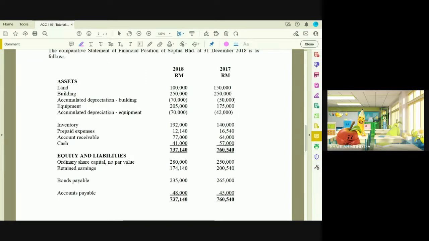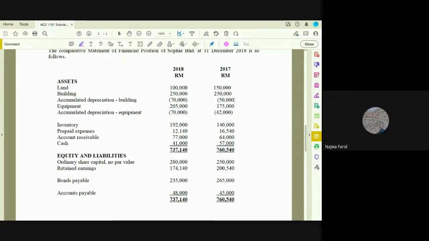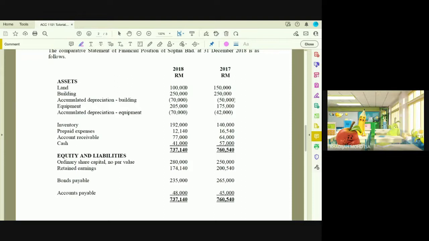Selling the asset. There's a disposal, a sale of land. Most likely that could be the reason, but you have to check further in your notes to the accounts. When you go along, see the building, there's no change. So maybe there's no buying and selling of building during the year. Accumulated depreciation of building, of course, increases because there's depreciation.